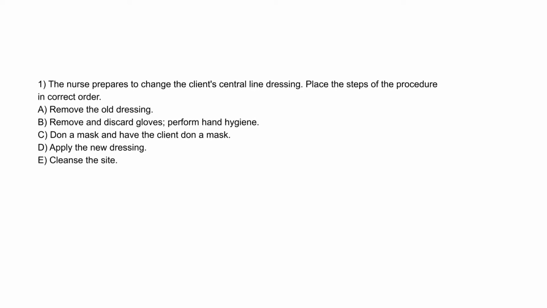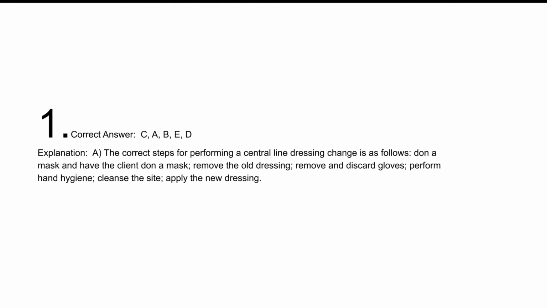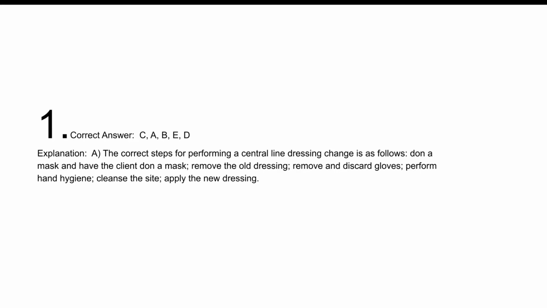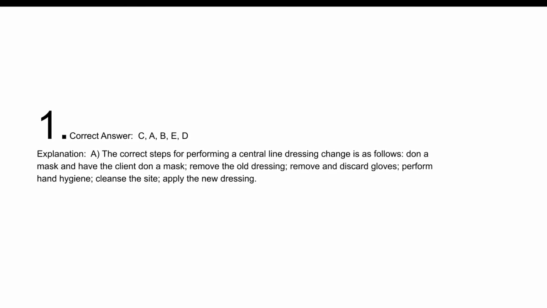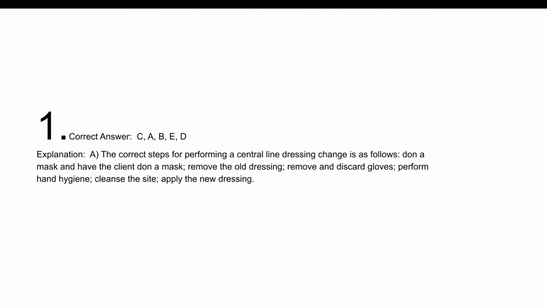Correct answer, C, A, B, E, and D. Explanation. The correct steps for performing a central line dressing change are as follows. Don a mask and have the client don a mask. Remove the old dressing. Remove and discard gloves. Perform hand hygiene. Cleanse the site. Apply the new dressing.